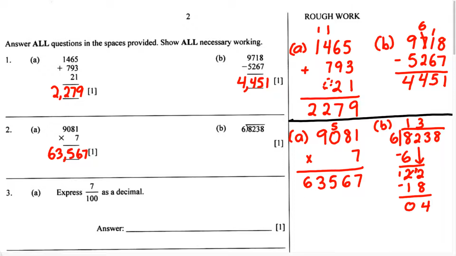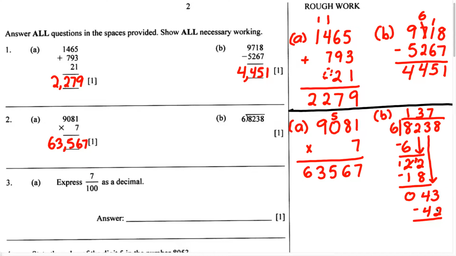Now we're going to bring down this 3. 6 can go into 43 7 times. 6 times 7 is going to give us 42. When we subtract this, 3 minus 2 is going to give us 1. 4 minus 4 is going to give us 0. And now we're going to bring down our last digit, which is 8.